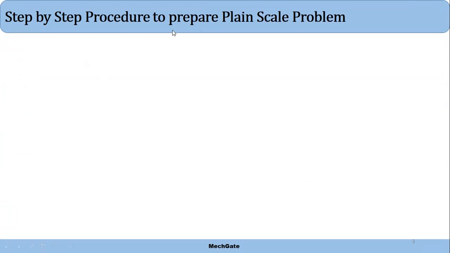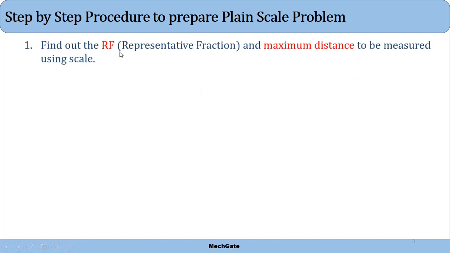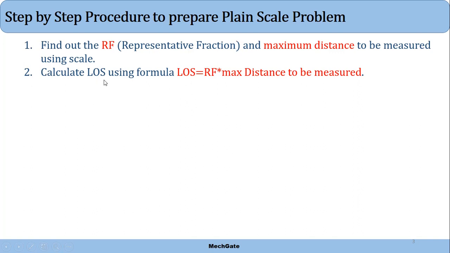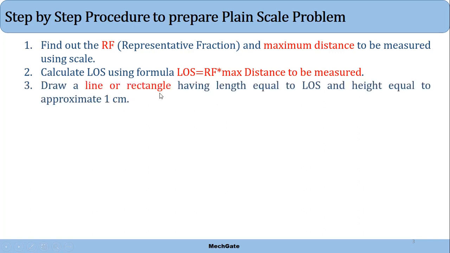Now, the step by step procedure to prepare a plain scale problem. First step is to find out the RF, representative fraction, and the maximum distance to be measured, right? Second step is to calculate the length of scale using the formula: length of scale equals RF into maximum distance to be measured. Third step, draw a line or a rectangle having length equal to the length of scale and height equal to approximately 1 centimeter, or you can take height equivalent to the length of a first division. Generally I prefer the rectangle over the line, so you can also represent it using a line or whatever you prefer.